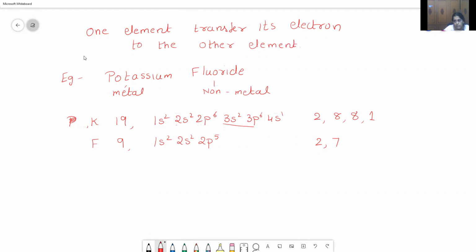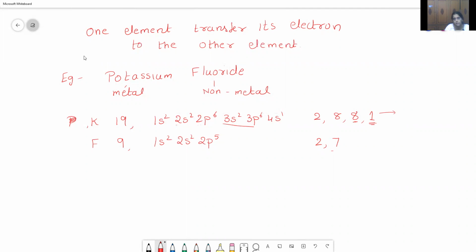So if this potassium gives away this extra electron, it's going to have the octet configuration. Now if fluoride takes this electron, then it is going to get 2 and 8, so it's going to get the octet configuration. So now what is happening?